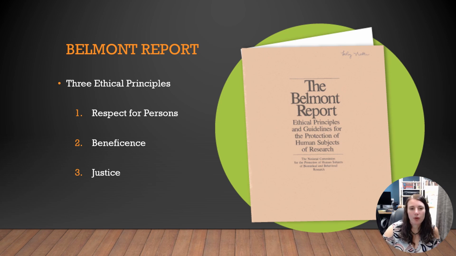The second principle was beneficence, which is the philosophy of do no harm. The Belmont report added that when harm is possible, as it is with most research, then the researcher must ensure that the benefits to the subject and the research are maximized and the risks to the subjects are minimized.